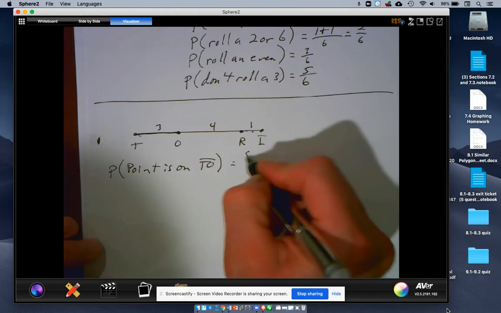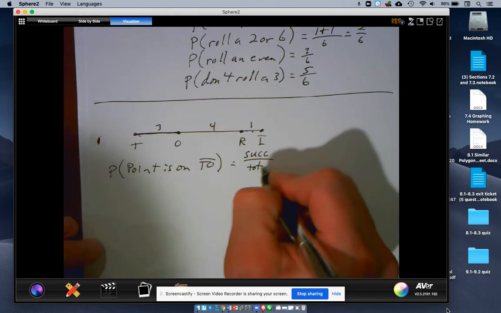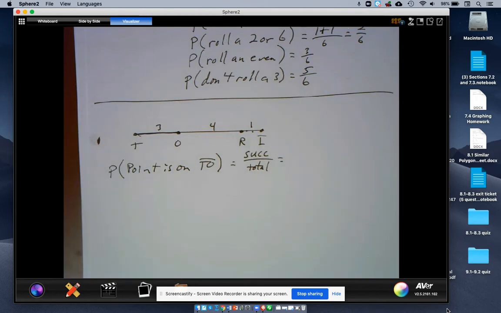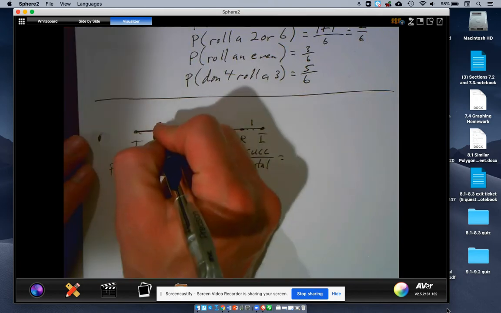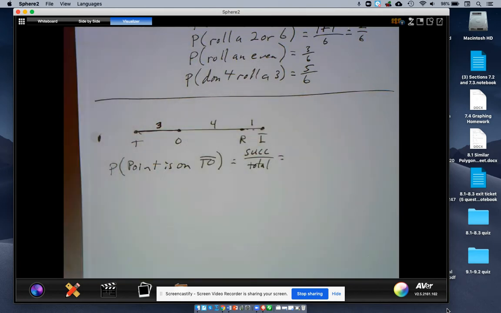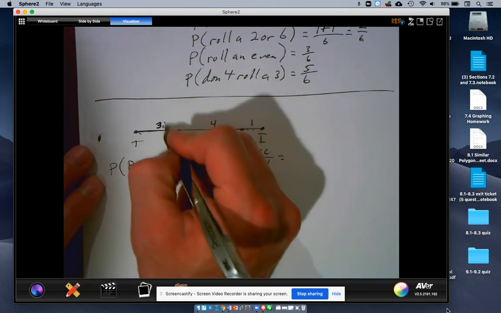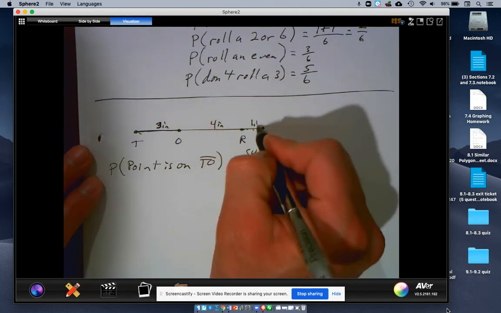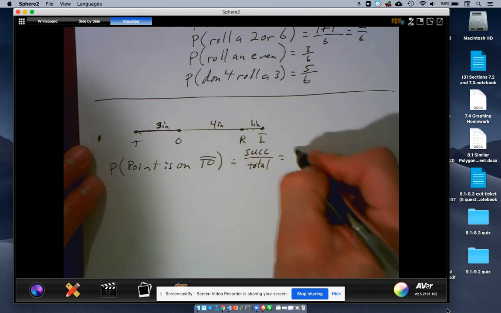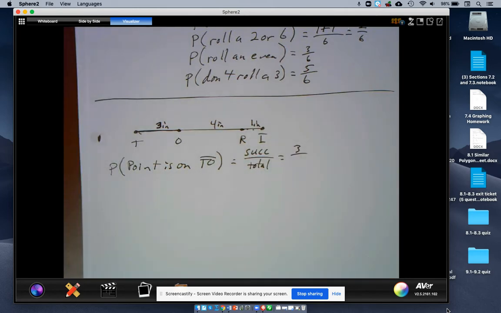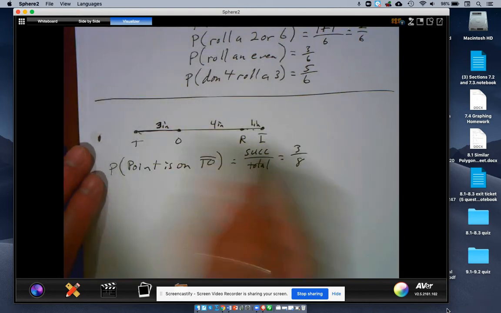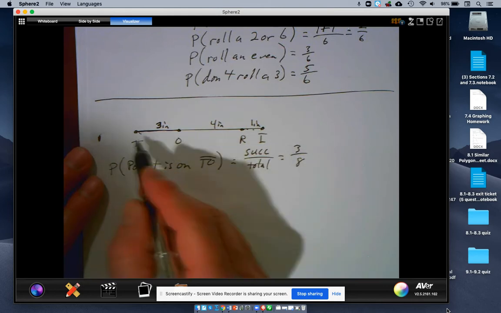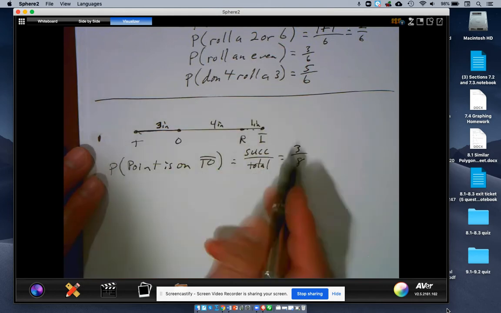So successes over total. Now, because it's geometric, we're going to look at lengths here. How many different lengths do I have? And that's a 3, by the way. How many different ways can I be successful? Well, I got 3 inches. And you could just say these are all the inches. It doesn't really matter. Miles, right? So I have 3 inches of success, basically. And in total, I have 8 inches because they can only land on that line. Can't land anywhere else. Got 3 out of 8.